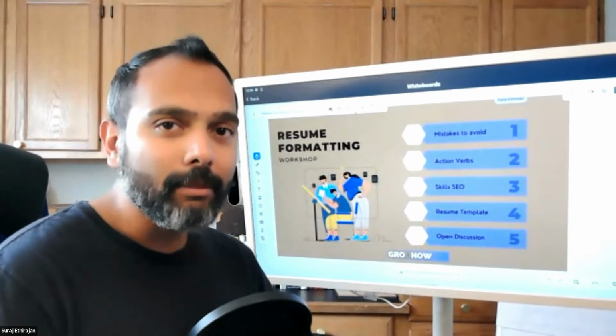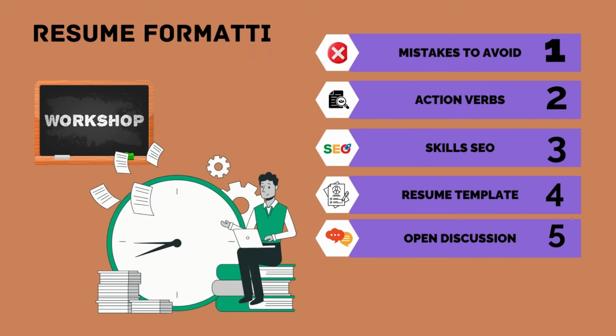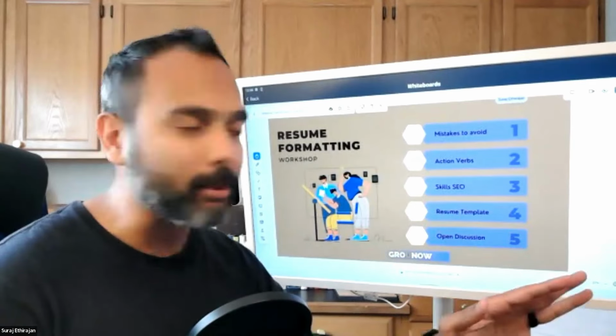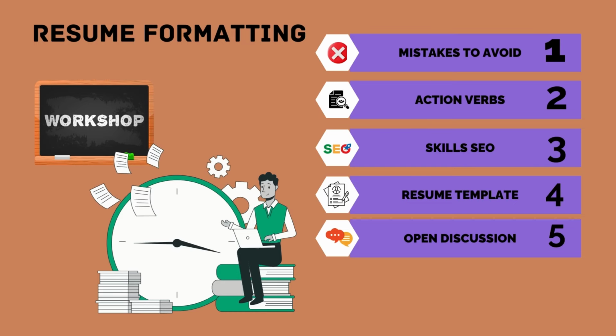I'm going to be reviewing some best practices for resume formatting. We're going to talk about some mistakes to avoid, action verbs to use to make sure your sentences are powerful. This is the golden truth right now. More than your resume, your LinkedIn profile needs to have skills, SEO, in order to be searchable. I'm also going to provide you a resume template, which is going to be extremely useful.